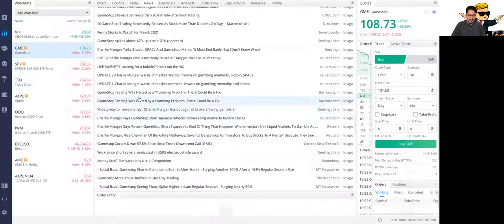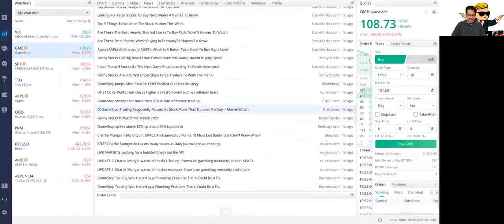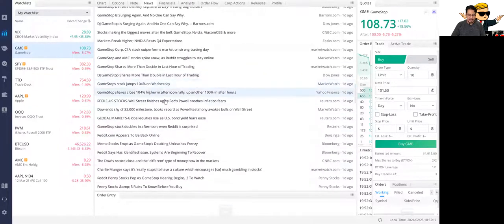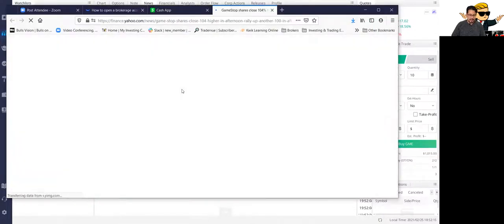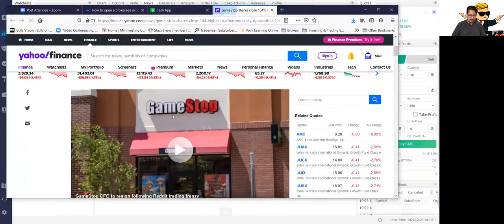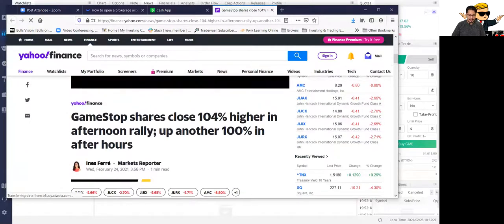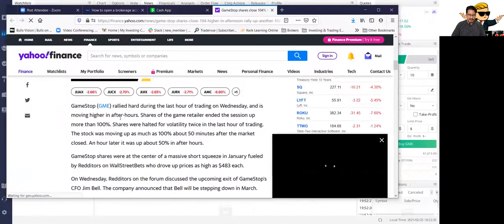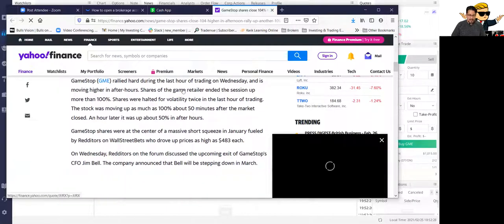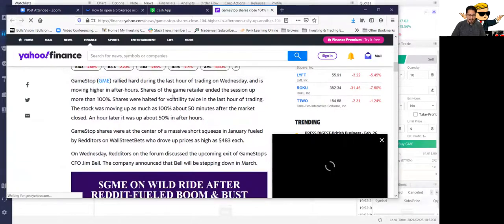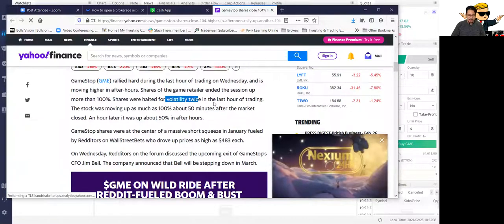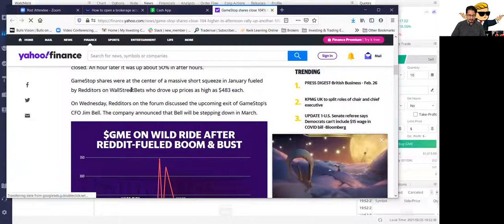So because of that, people started buying it and it started to go viral and then it just started to squeeze out after hours. So actually, let's just look at this article really quickly, just to see what these guys are saying. But pretty much, GameStop shares closed 104% higher in afternoon rally, up another 100% in after hours. GameStop rallied hard during the last hour of trading on Wednesday and is moving higher after hours. Shares of the game retailer in the session ended up more than 100%. Trading was halted for volatility twice, et cetera, et cetera.